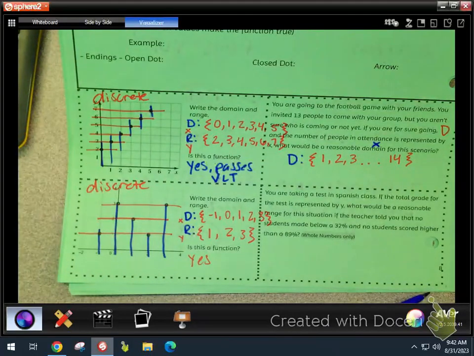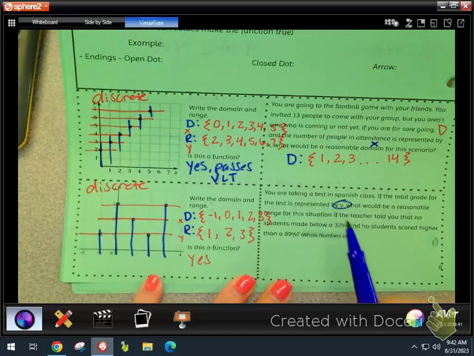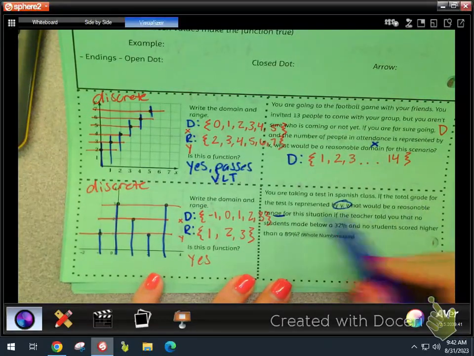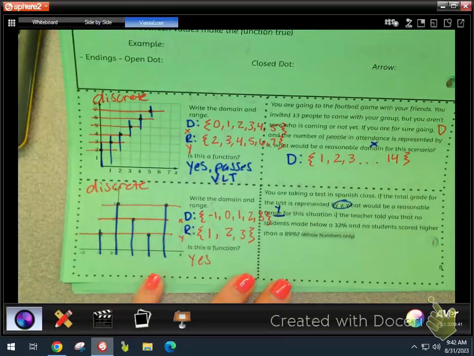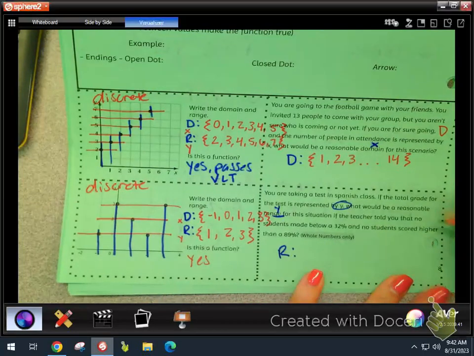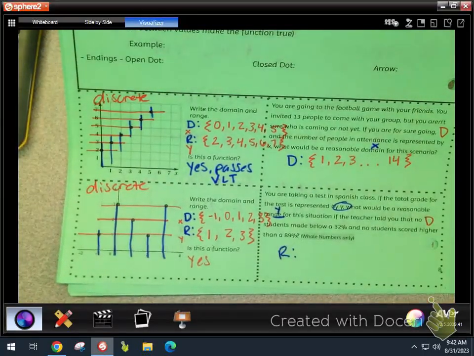Story. We're talking about grades. It says the total grade is represented by Y, and we're trying to find the range, and range always has to do with Y. So we're listing the possible number of grades. Grades have to be discrete because they said we only give whole number grades. We don't give halves.